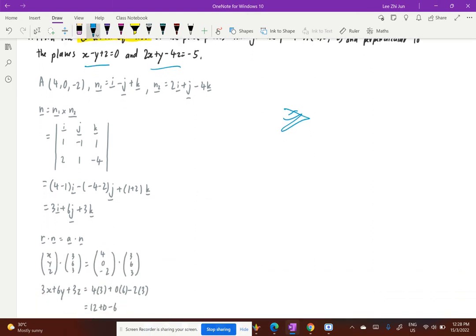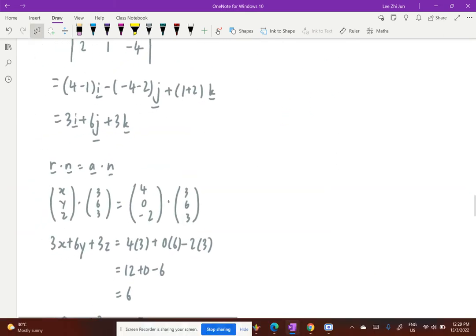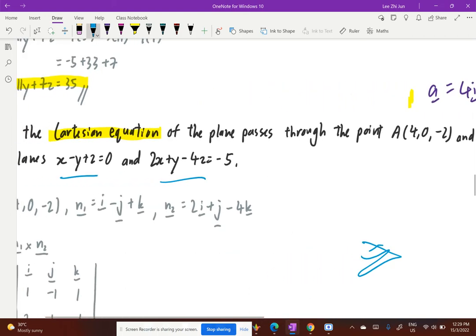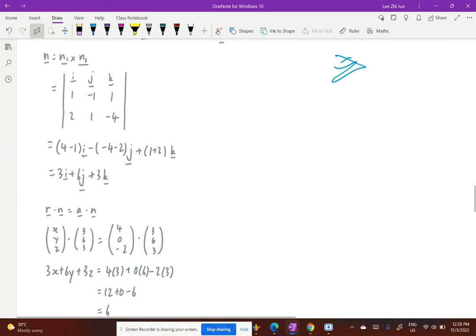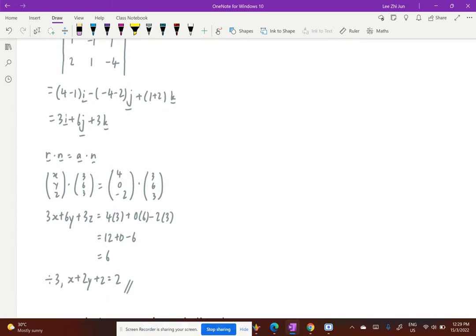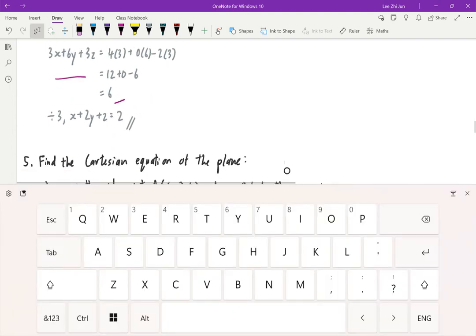Use back the formula r·n equals a·n. So I will get 3x plus 6y plus 3z equals a dot n, where a is 4i minus 2k, dotted with this normal. So I will get 3x plus 6y plus 3z equals 6. Divide by 3 to simplify it, so I will get x plus 2y plus z equals 2.